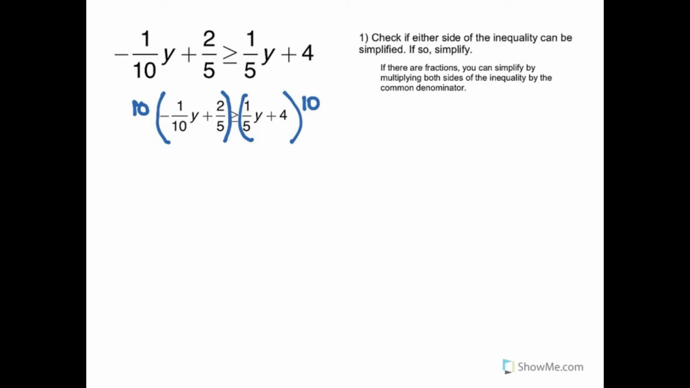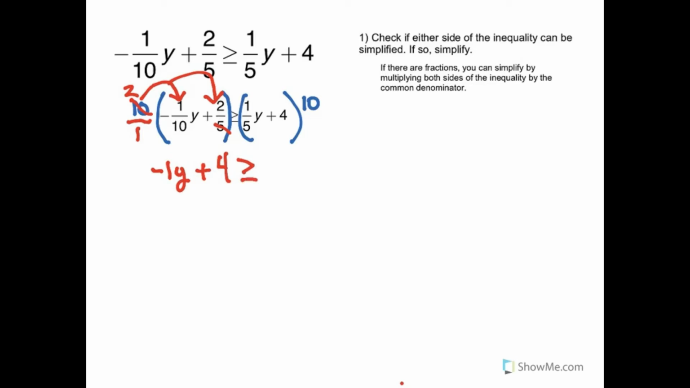Now remember that when you're multiplying a fraction by a whole number, you give that whole number a denominator of 1. So 10 times negative 1/10 is just negative 1. And the result of the first multiplication is negative 1y. It's not a fraction anymore. 10 over 1 times 2 over 5 lets us cancel the 5 with the 10 and leaves a 2. So 2 times 2 is 4. Again, the fractions are gone.